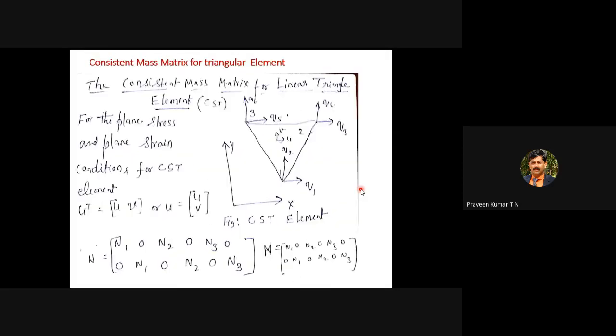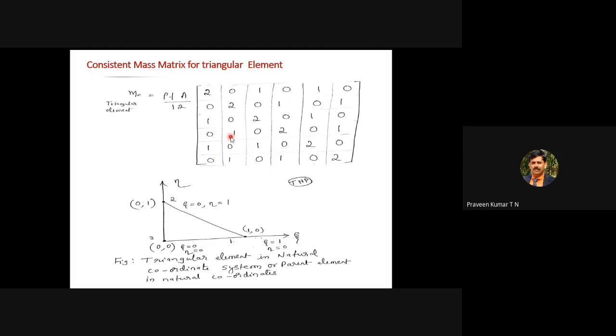So the triangular element can be represented in global coordinates. You can see here the global x direction and global y direction. We have x1, y1 for node 1. The coordinate of node 2 is given by x2, y2, and node 3 by x3, y3. The same triangular element can be expressed in terms of the natural coordinate system. It is also referred to as the parent triangular element. You have to remember that the parent triangular element is always a right angle triangle.